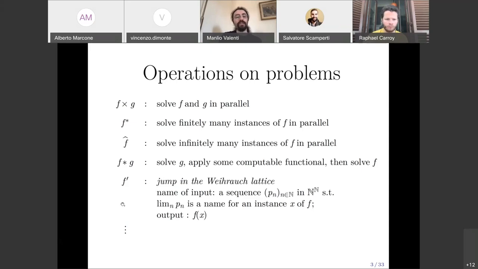It's defined as follows. So the name of an input for the jump is a sequence of strings in the Baire space which converges in the limit to a name of an instance of f, and then the output is just f of x. But the trick here is that you work with a representation for your input which is weaker. You intuitively first have to solve the limit problem, and then you can solve f. And of course there are many other operations, I'm not really going to present all of them, this is just to give a broad overview.